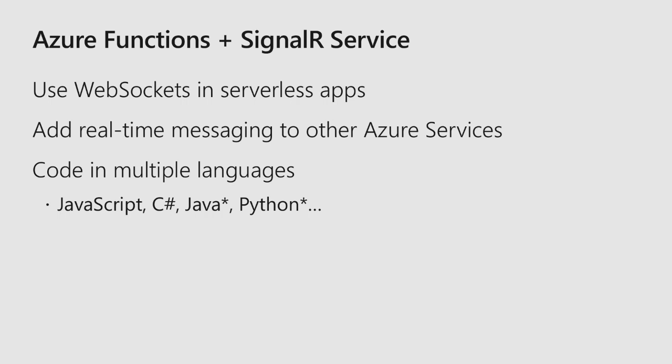Also, because Azure Functions works so well with other Azure services, you essentially get real-time messaging, and you can add it to any Azure service that you want. And in addition, Azure Functions works with a lot of different languages, so you can program for SignalR Service in any language that Functions supports.